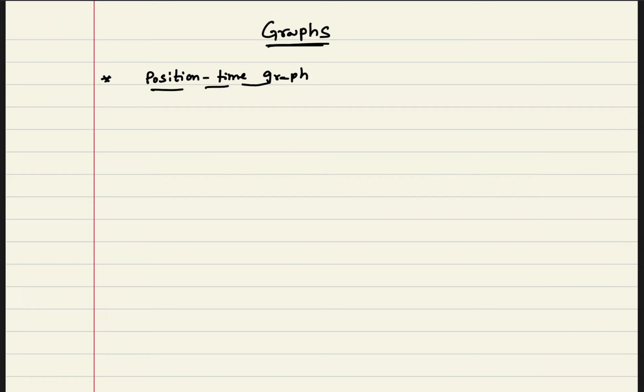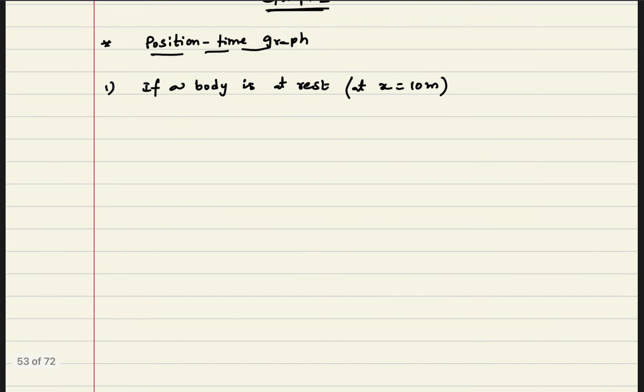While drawing a graph, you have to observe the relation between the two quantities, like position and time. You need to know that first. The first situation is: if a body is at rest. Let us consider that at x equal to 10 meters point, it is at rest from the origin. If we want to draw the graph between these two, we can draw it like this.